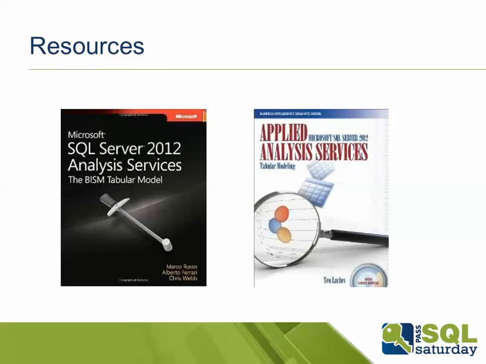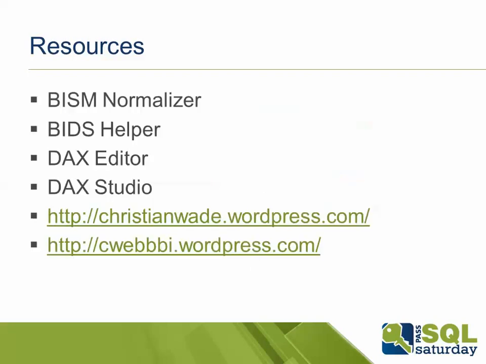These are the two books. I gave out one of these books earlier. Both of these books refer to BISM Normalizer, which you saw earlier, and which I'm quite proud of. These are the two leading books on Analysis Services 2012. Resources: BISM Normalizer, and other tools that you install in your development environment. BIDS Helper is going to give you your custom drill through and a bunch of other features, especially for multidimensional. DAX Editor, we saw that.